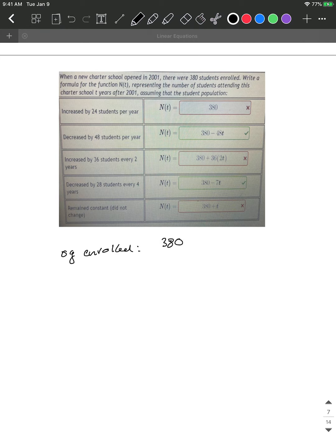So what we can think about from a graphing perspective is that the school is founded in 2001. At 2001, that will be time x equals 0. So x equals 0 is the year 2001, and at that time it has 380 people. To us, that's like saying it's the y-intercept, at 0, 380. So we get to think of it like that.